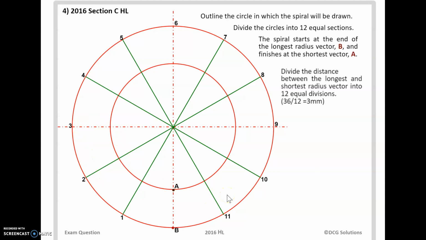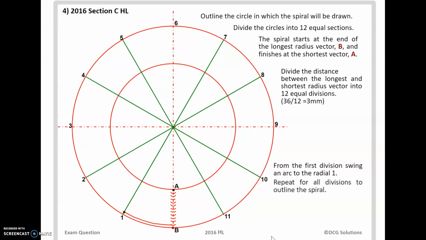Okay. Divide the distance between the longest and the shortest radius vector into 12 equal divisions. There's 36 millimeters, because if we take 60 from 96, we get 36. Divided by 12 is going to be 3 millimeters. So we're dividing this into 3 millimeter sections. From the first division, swing an arc to the radial 1. So we're going to swing an arc from here out to 1.